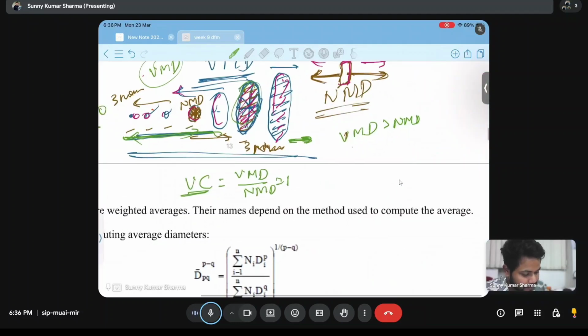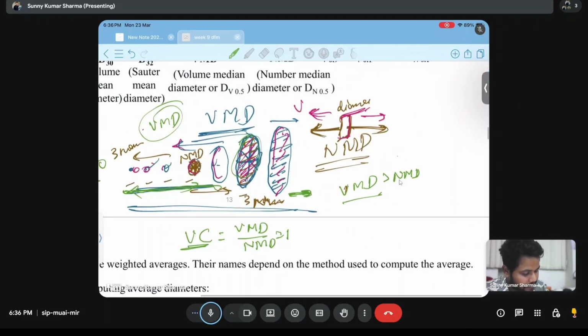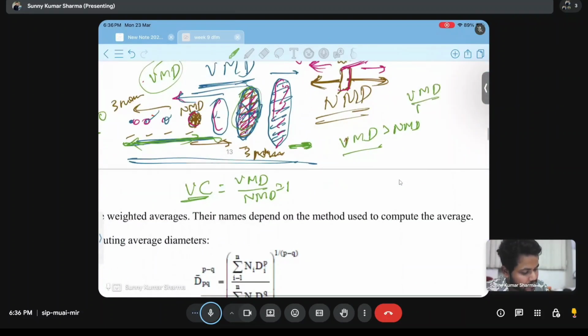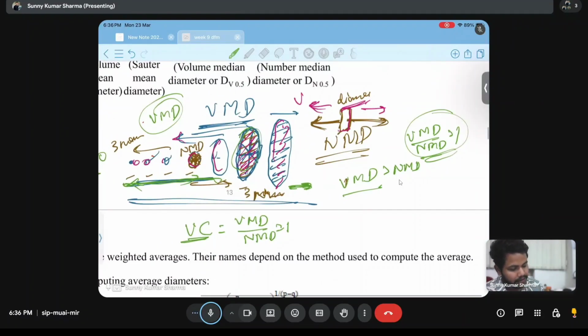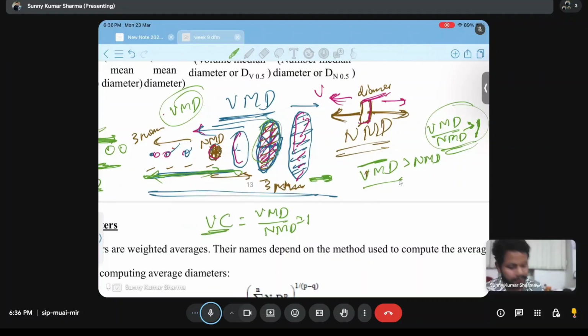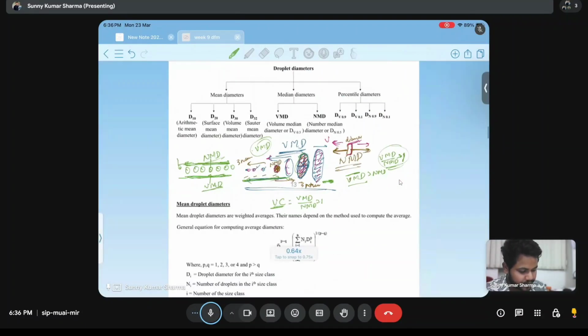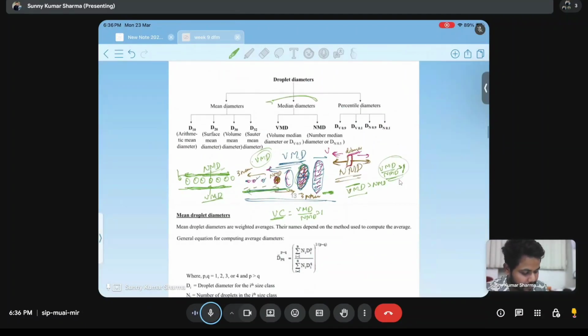And in the general case, what will happen? VMD by NMD will be greater than 1. This is the normal case. The more it is from the value 1, the more non-uniform the distribution is. That is the concept here. So this is regarding median diameter. This is one diameter below which and after which, if the volume is the same, it is called volume median diameter, and if the number is the same, it is called number median diameter.